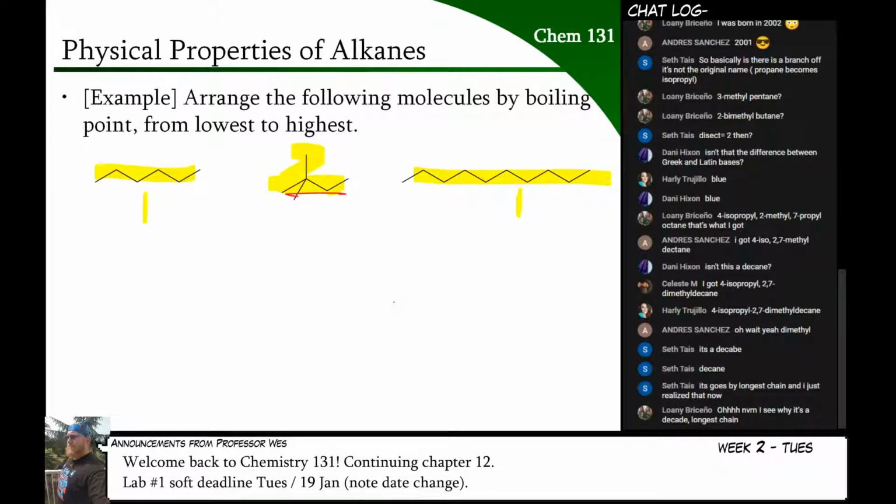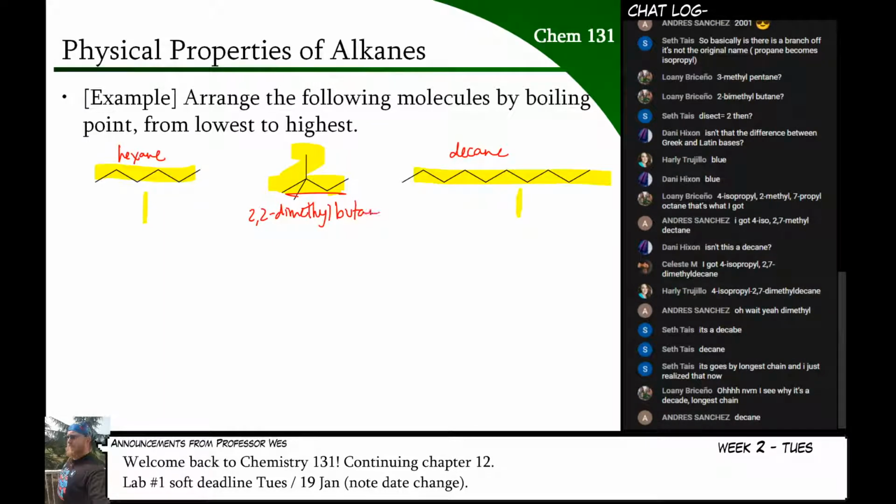So let's look at these first. Which has the higher boiling point, hexane or decane? Decane. So this is hexane, and this is decane, and this is 2,2-dimethylbutane. So decane has the higher boiling point, and this one has a lower boiling point when I'm comparing these two together.